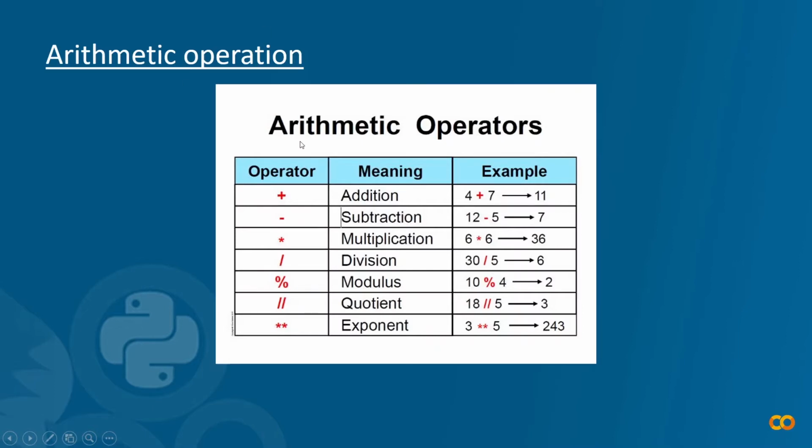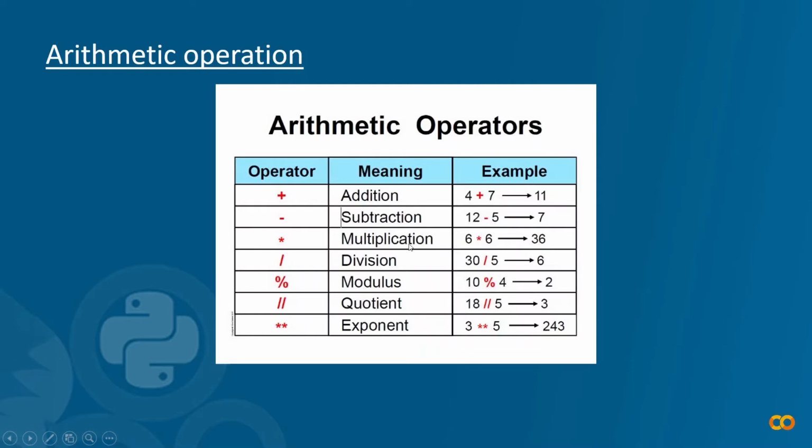The first thing is addition, and it is represented by the sign plus. For example, 4 plus 7 is equal to 11. So when you type 4 plus 7 in Python, it will return the value 11. The next one is subtraction, and that is represented by the sign minus. For example, 12 minus 5 will return the value 7.